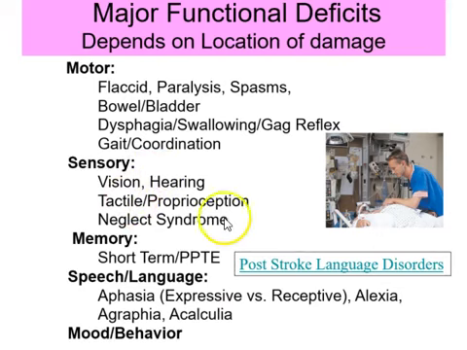Vision and hearing. Neglect syndrome, again, forgetting that they have an arm or a leg. Short-term memory loss. They could have issues with their speech and language and their mood. So they can be emotionally labile, which means they can kind of blow up. They're very frustrated.